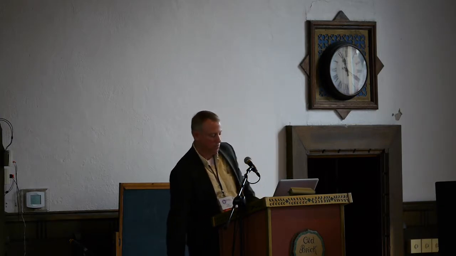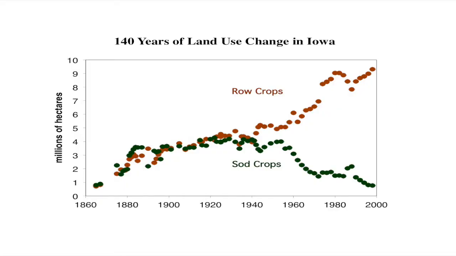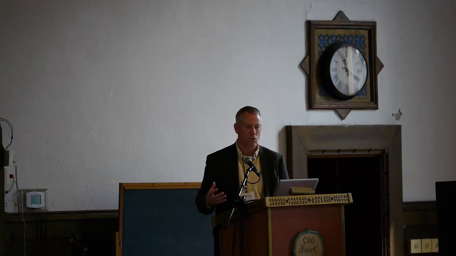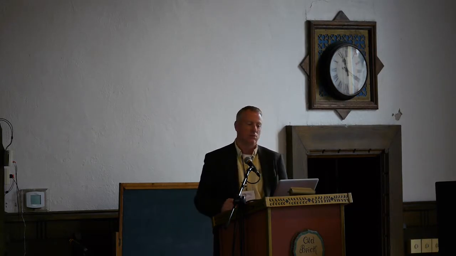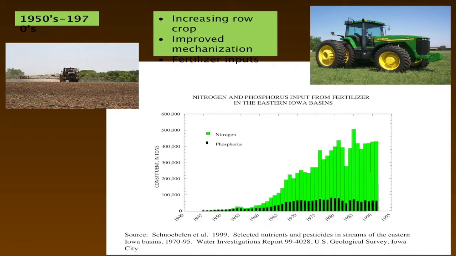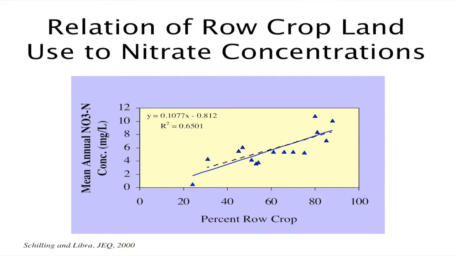Of course, over the last 140 years, we talked about the change in the production of sod-based crops versus row crops. When you get to the 50s and 70s, we've lost all the sod-based crops needed to feed horses and other livestock. We've increased our mechanization, and we had a huge increase in fertilizer inputs. It's well understood, even today, that nitrate concentrations in our streams relate very significantly to how much row crop is in a watershed. In fact, you could take the row crop percentage in a watershed, multiply it by 0.1, and that's about the mean annual concentration of nitrate you're going to get.